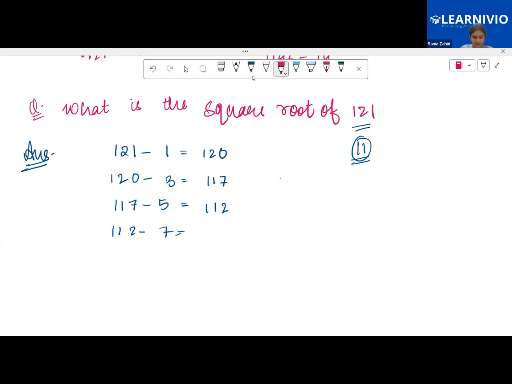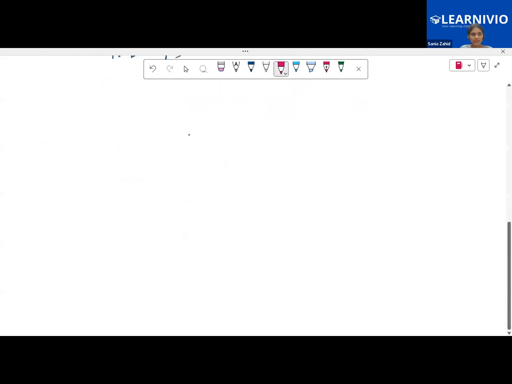So now we come to the next question. Finding square roots through prime factorization.